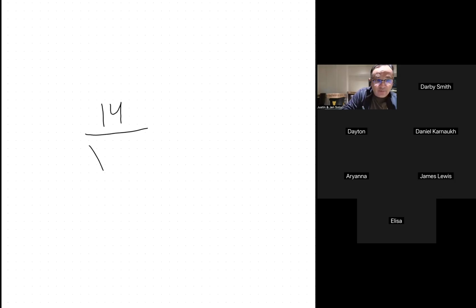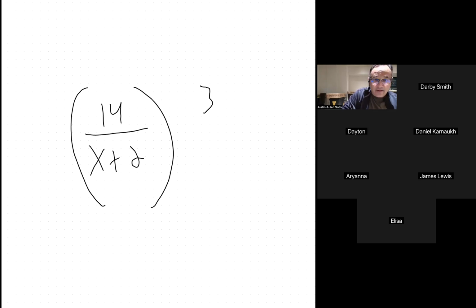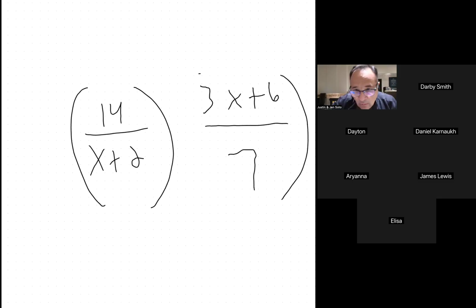14 over 3x plus 6, hmm, rather, the fraction 14 over x plus 2 multiplied by 3x plus 6 over 7. Now, a couple things I want to tell you here. There's no equal sign in between, so you can't cross multiply. You can cross reduce because they're fractions multiplied by fractions. The Band-Aid technique that I taught you only works if you're on either side of an equal sign. If you're not, you multiply numerator to numerator, denominator to denominator. But you can simplify, okay?